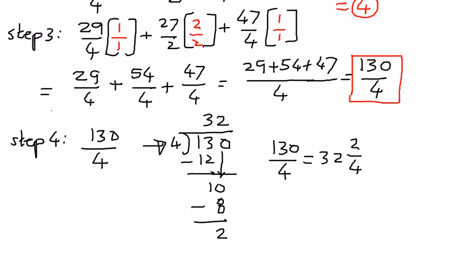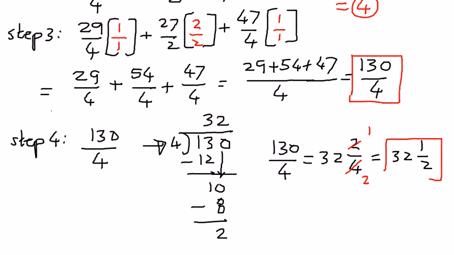I can simplify this some more as follows. 2 and 4 are multiples of 2, so I can write this as 2 times 1 is 2, 2 times 2 is 4. Therefore I can also write this one out as 32 and 1 over 2. Let me write this a little clearer. I can write this as 32 1/2, like that.